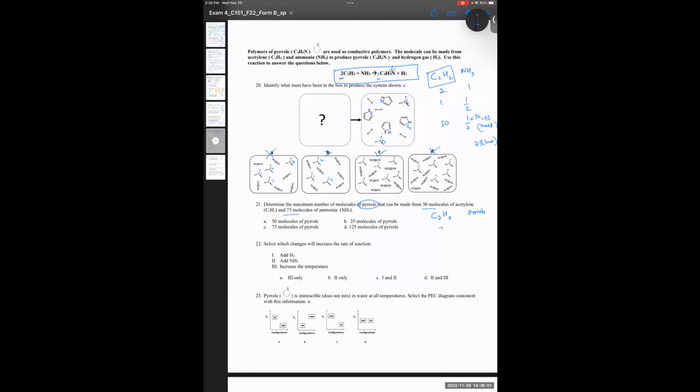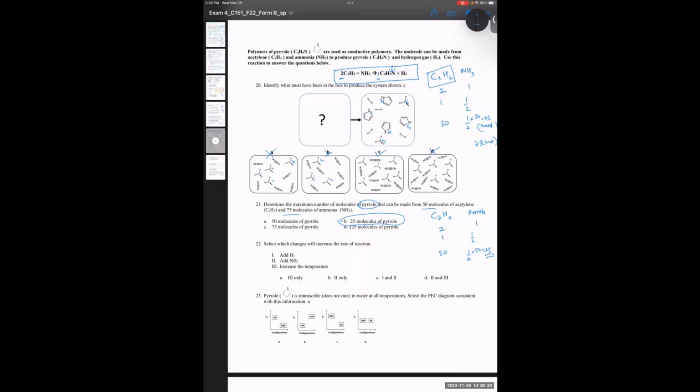So that's C2H2 and pyrrole. With 2 we're going to get 1. With 1 we are going to get 1 over 2. With 50, we are going to get 1 over 2 multiplied by 50, which is 25. So 25 must be your answer. So option B.